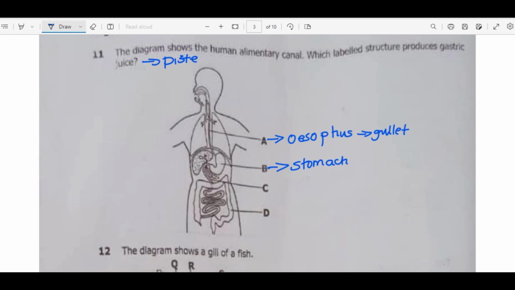Now the stomach has several functions. Among these we have producing of hydrochloric acid, then the second one, producing of gastric juice. So the gastric juice is produced by the walls of the stomach. Then structure C, this should be a pancreas.